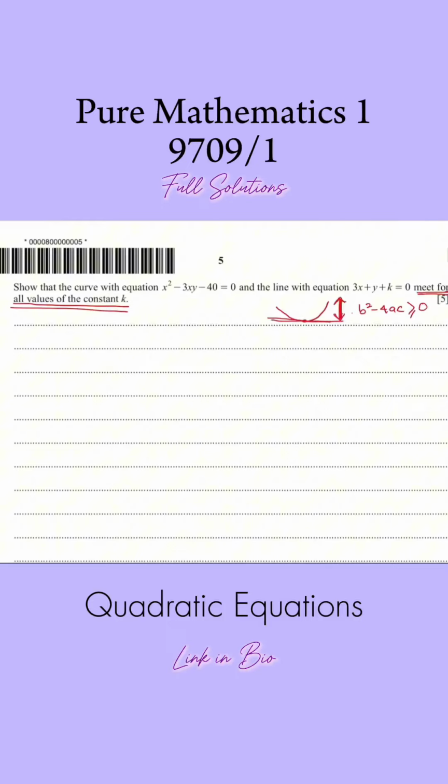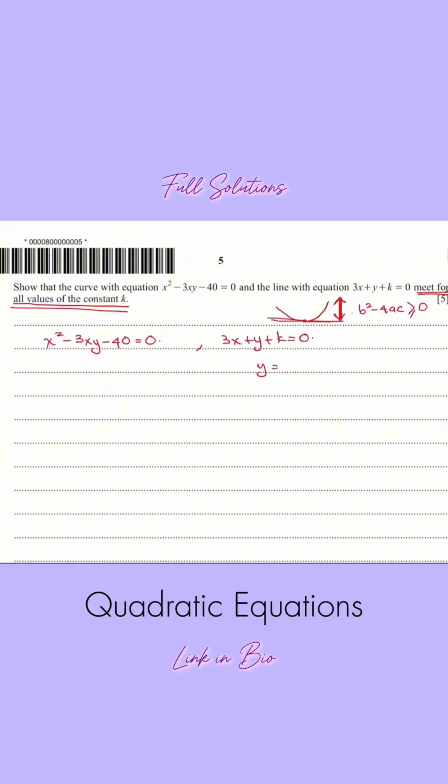Now in order for you to compare with b squared minus 4ac, you have to ensure your equations are equated together. You have x squared minus 3xy minus 40 equals 0. The second equation is 3x plus y plus k equals 0. Therefore, your y is simply negative 3x minus k. If you substitute the y into this equation, then you will have x squared minus 3x times negative 3x minus k, minus 40 equals 0.